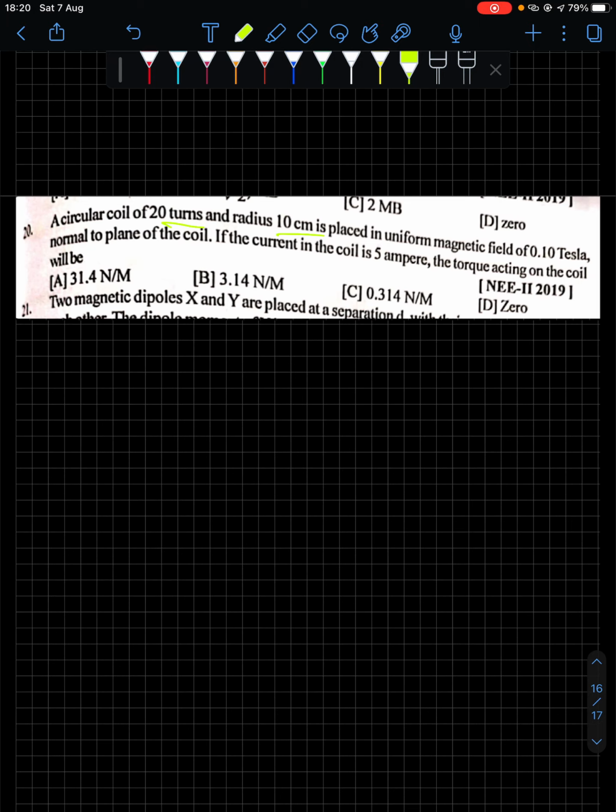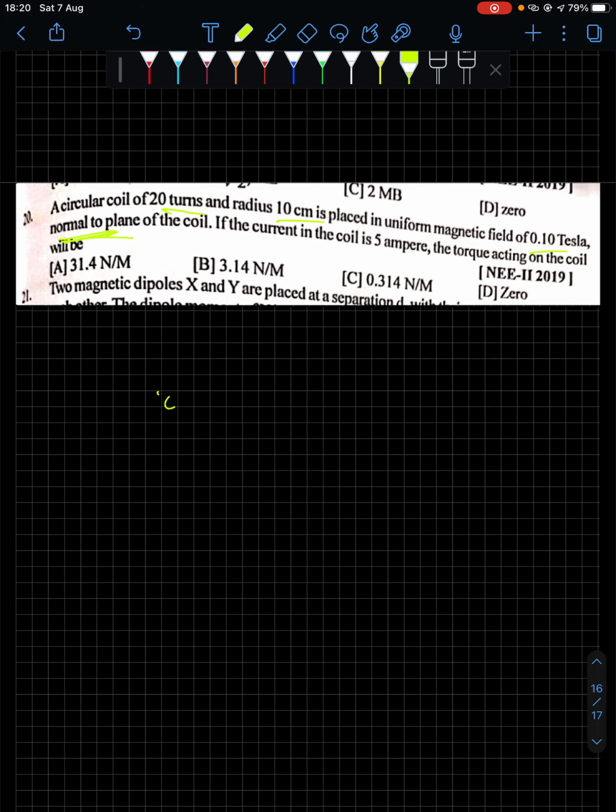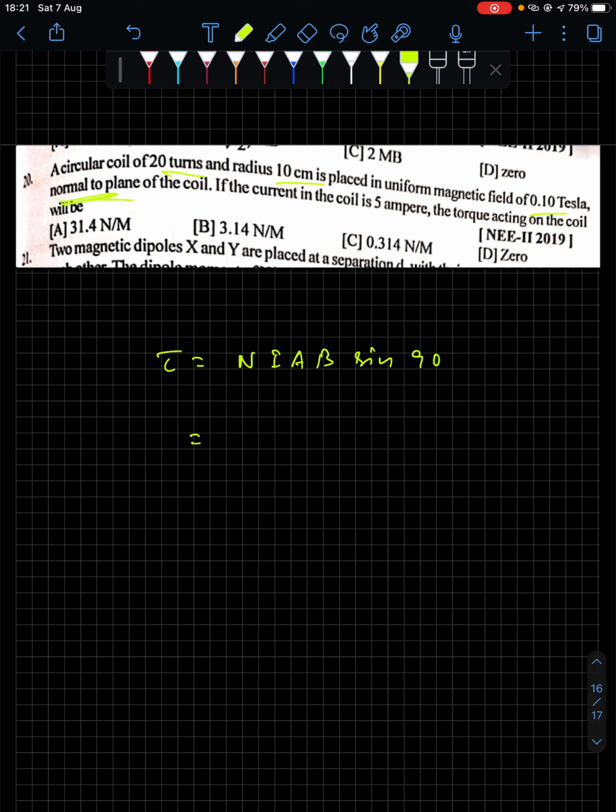Next question. You have a circular coil of 20 turns and radius given, placed in a uniform field of 0.10 Tesla, with the normal perpendicular to the plane of the coil. Magnetic field is normal to the plane of the coil. If the current in the coil is 5 ampere, the torque acting on the coil is what? Now what is the relation for torque? NIAB sine theta. Theta is 90 here.